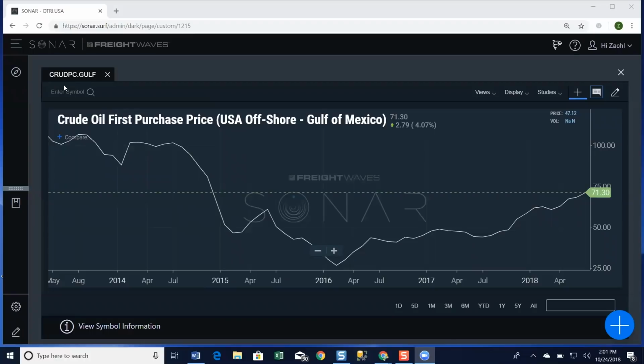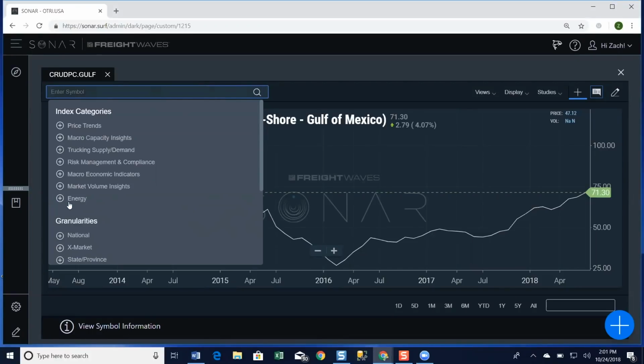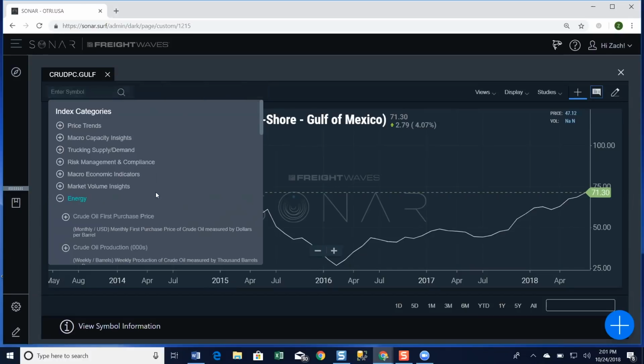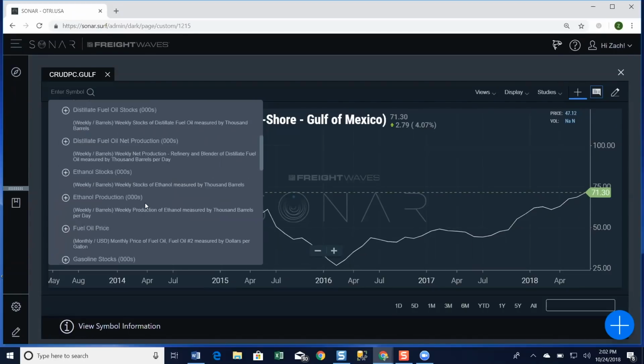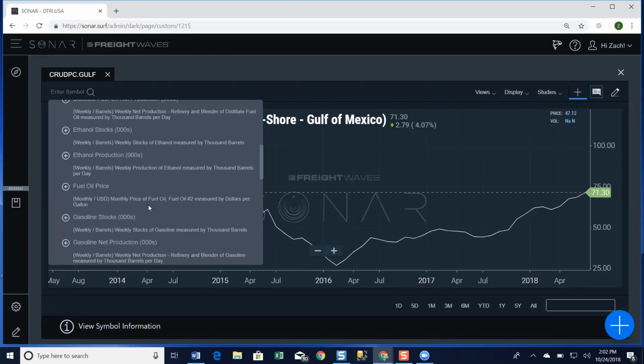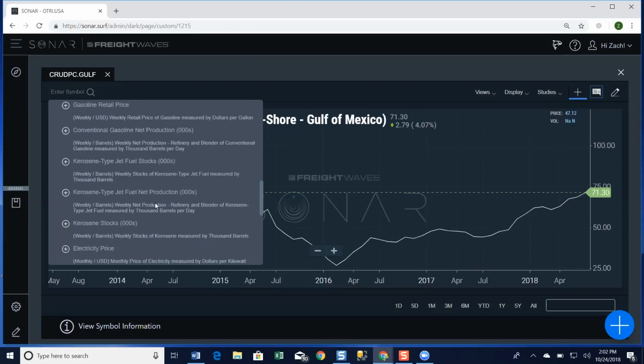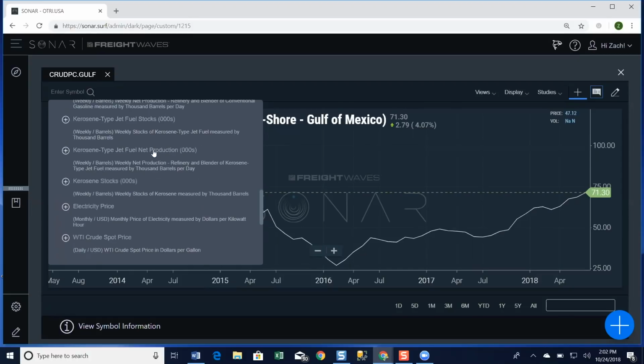Yes, so we have added a totally new section of index categories to SONAR this week. Some of you may have already noticed, the energy section has been added down here at the bottom. This is going to be the first in a series of commodity additions coming up. There'll be a lot of agricultural commodities coming in over the next few weeks, so stay tuned for that. But this first section is the energy type commodities. A lot of these are fuel market derivatives and various other things related to the fuel market: fuel oil price, ethanol production, gasoline stocks, gasoline retail price, and you can see electricity price down here.